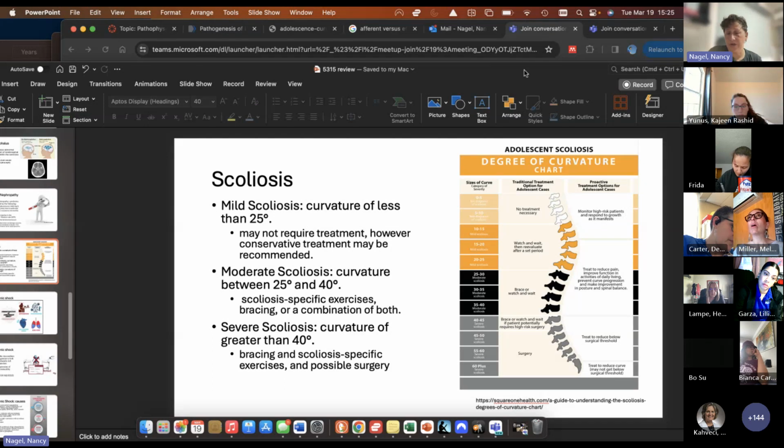And then severe scoliosis is usually greater than 40%. With those, you're definitely going to need some bracing. You're definitely going to need some exercises. And a lot of times they may end up going in and putting in some rods to help stabilize the spine. But again, I don't know if my numbers match the book exactly, but it should be pretty darn close.